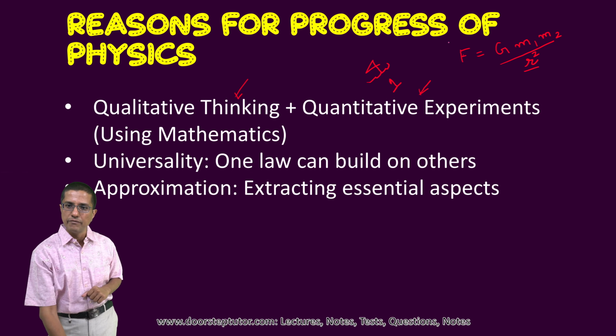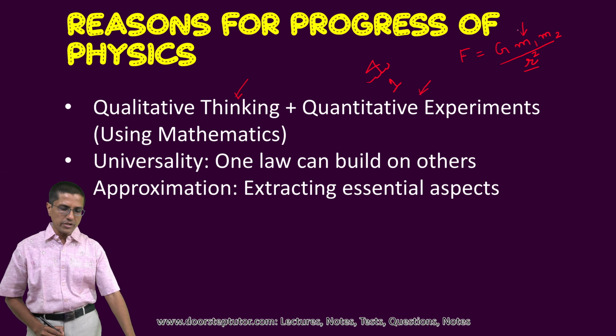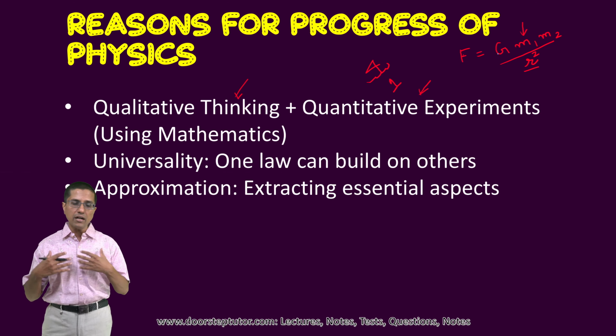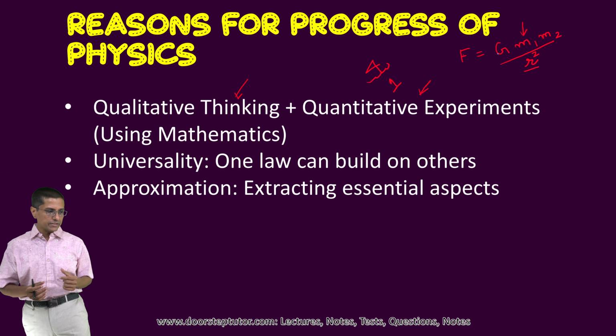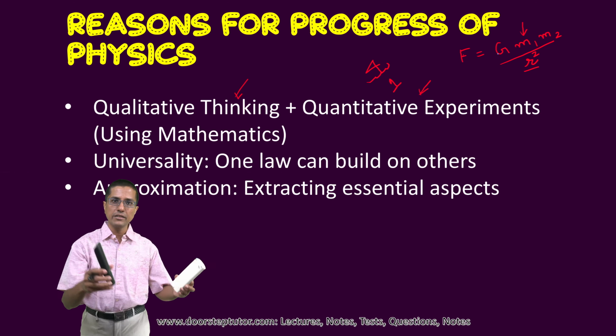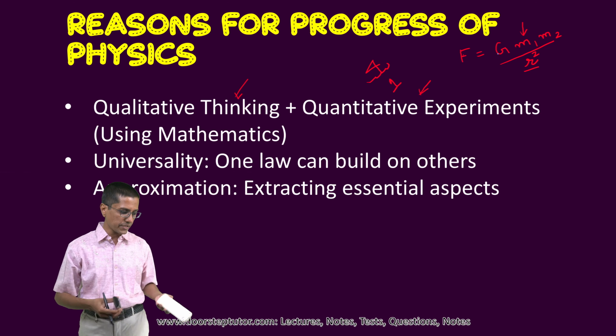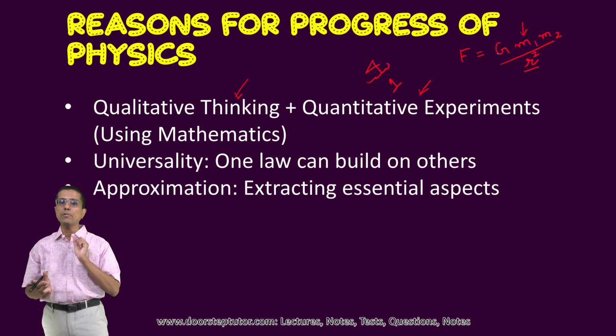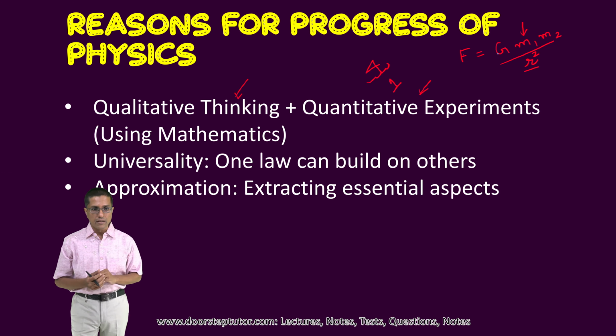For example, as soon as I have this formula of Newton's law of gravitation, I can not only determine the gravitational attraction between the earth and moon, I can also describe the gravitational force between any two bodies, right? So those things I am able to do. Why? Because I have this powerful formula. That is the first thing.